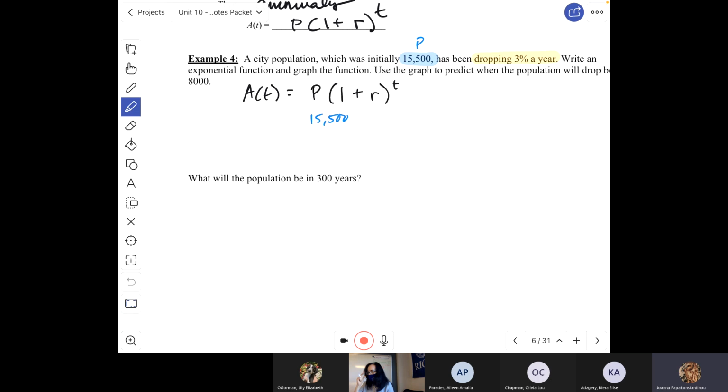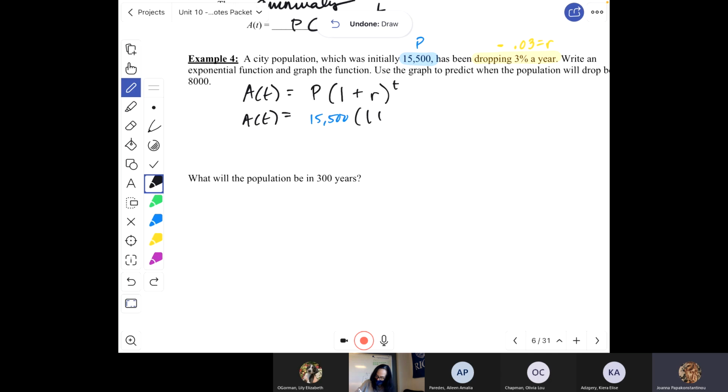So what is that impacting in the formula? That is impacting R, but since it's dropping, we know we're subtracting, right? The population is decreasing at a rate of 3%, so 0.03. So that's our R. So I can continue. I kind of already knew that it was going to be annually, so I omitted the N, but we would take into consideration N mainly with money. Ooh, we said it was dropping, so we have to subtract 0.03, and then that's T. So there's my exponential function that represents this information.